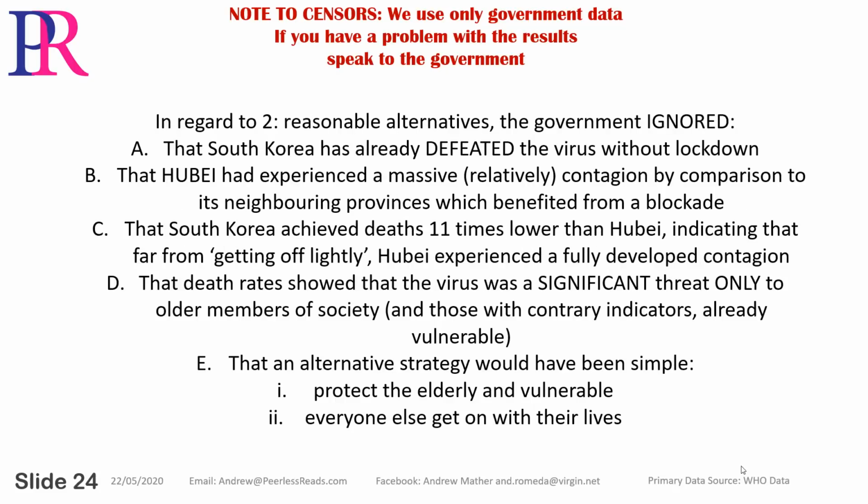In regard to two reasonable alternatives, the government ignored that South Korea had already defeated the virus without lockdown, that Hubei had experienced a massive contagion relative to its neighbouring provinces which benefited from a blockade, that South Korea achieved deaths 11 times lower than Hubei, indicating that far from getting off lightly, Hubei experienced a fully developed contagion, and that death rates showed that the virus was a significant threat only to older members of society and those with contrary indicators already vulnerable. An alternative strategy would have been simple: protect the elderly and vulnerable, and everyone else get on with their lives.